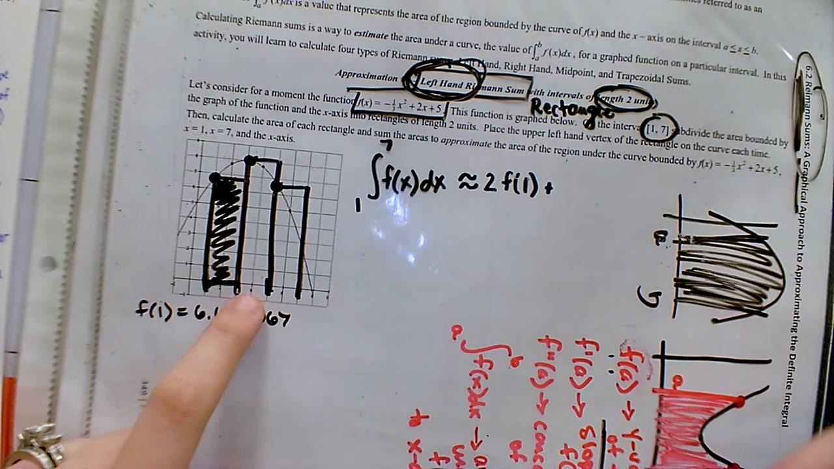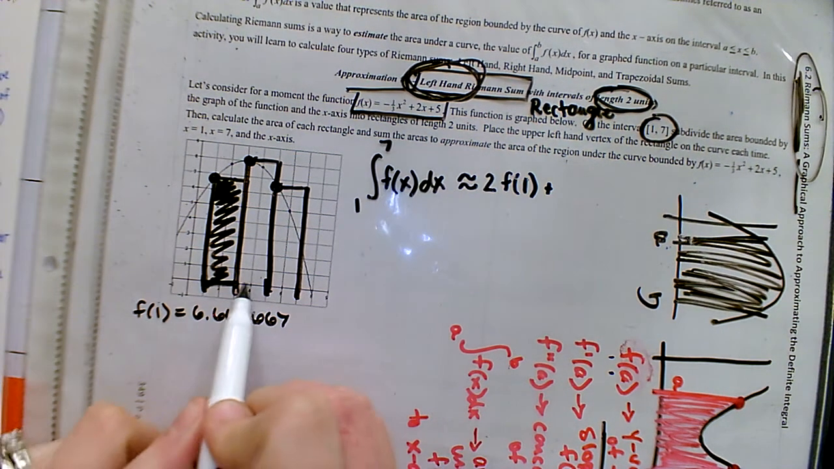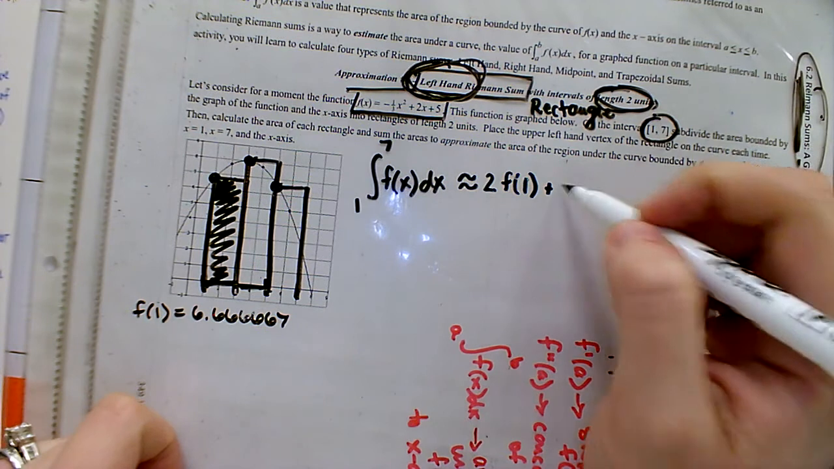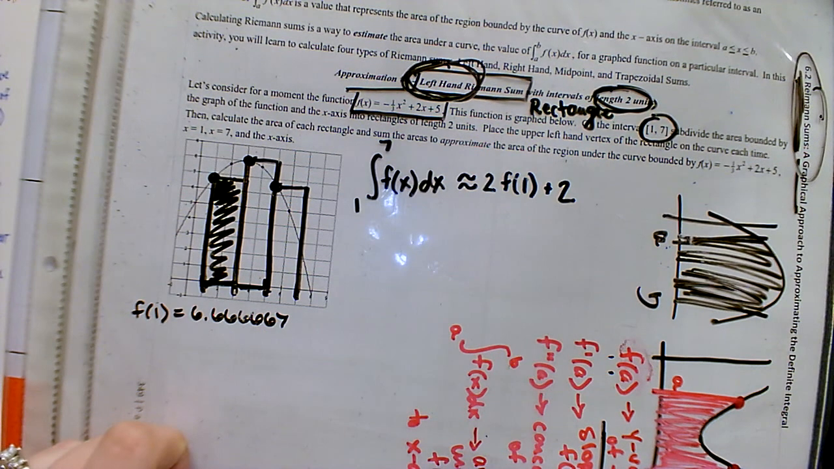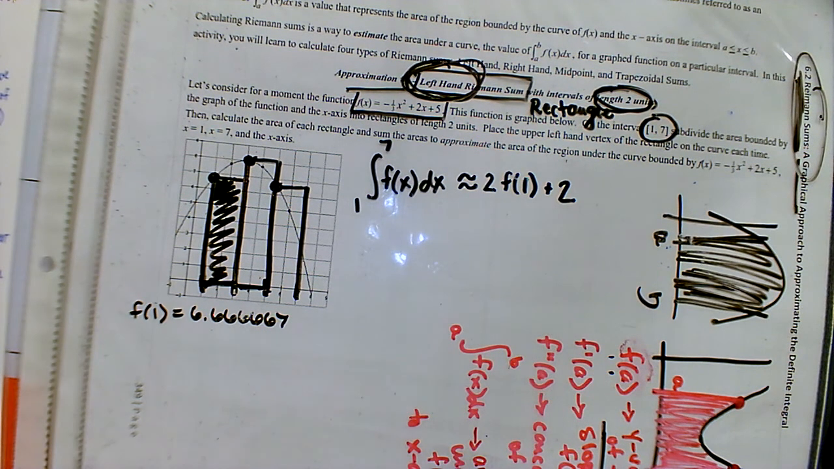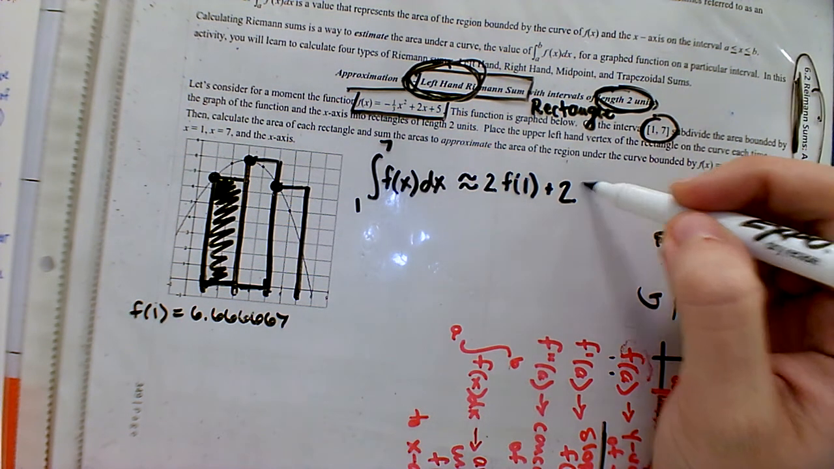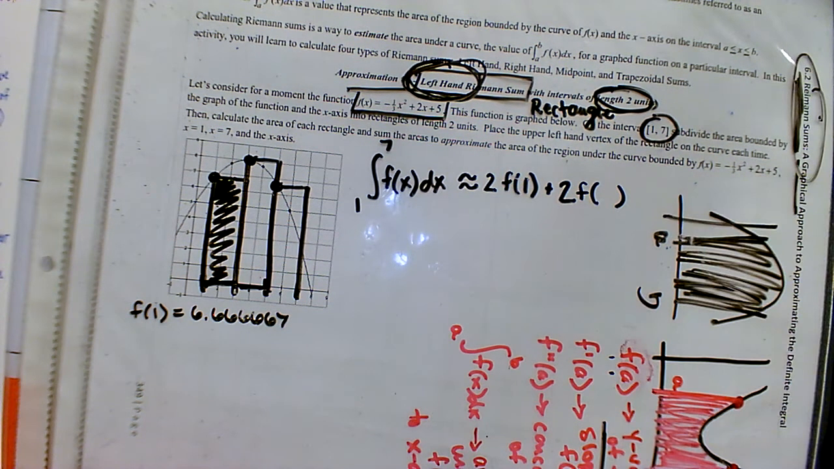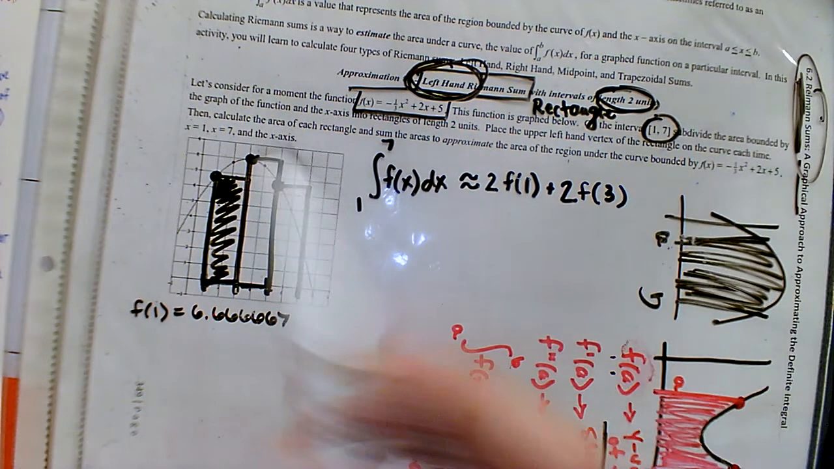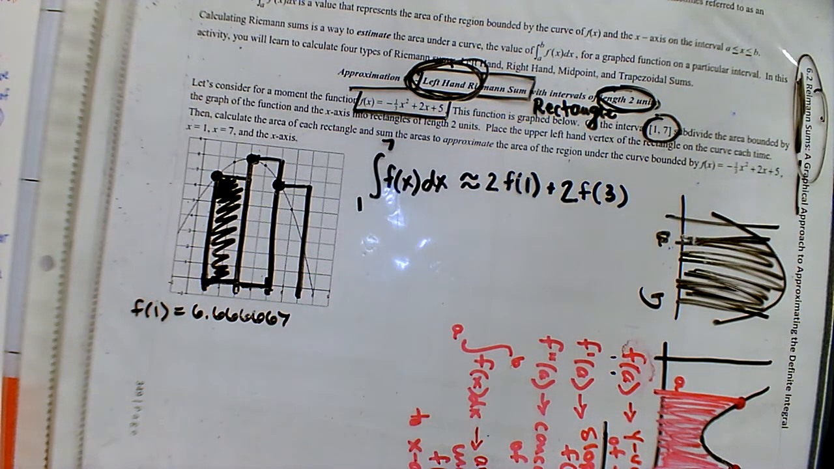We now have to add the area of the next rectangle. Notice how the middle one also had a base of 2. And how can we find the height of the middle rectangle? What number can we plug into our function? Yeah? 3. Okay, notice how that's coming from the left endpoint that you made that big circle for.